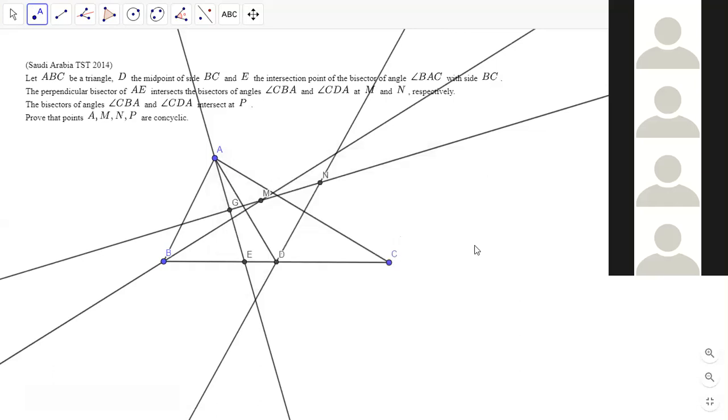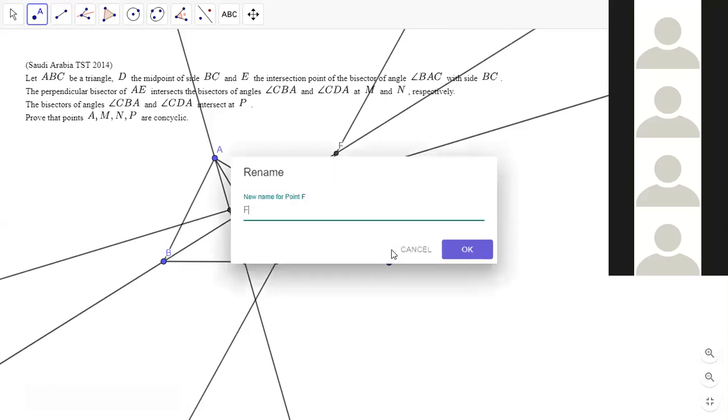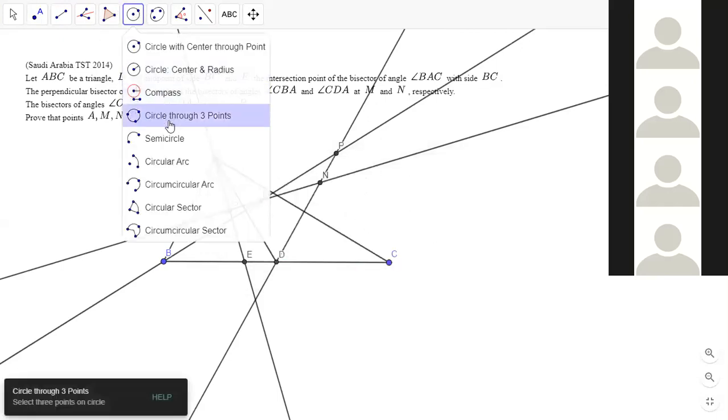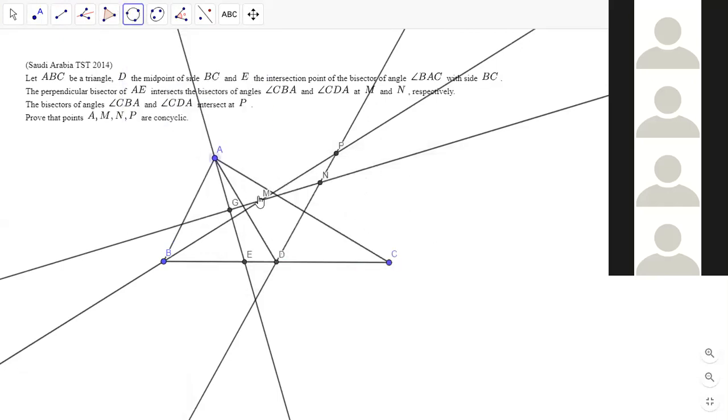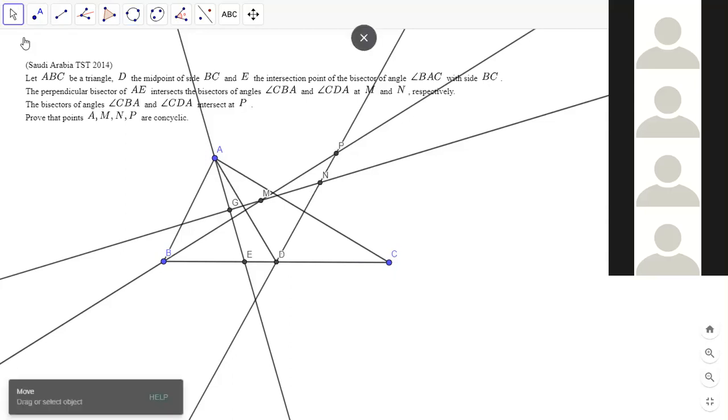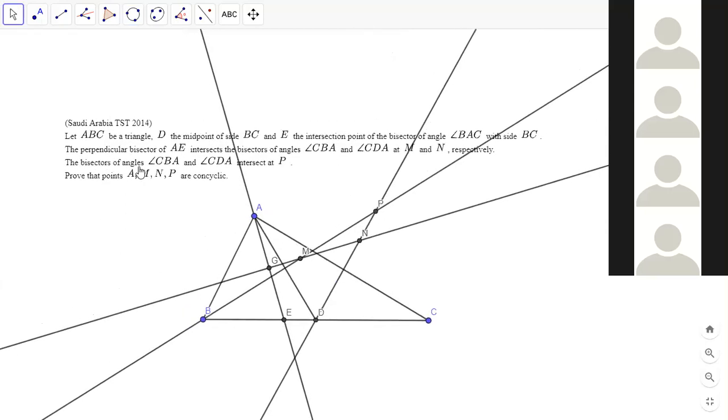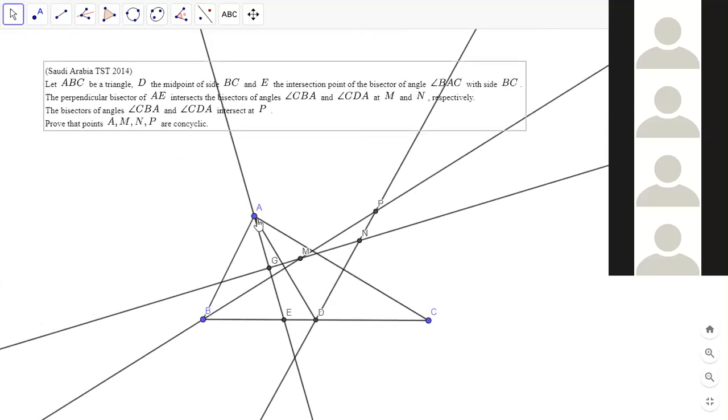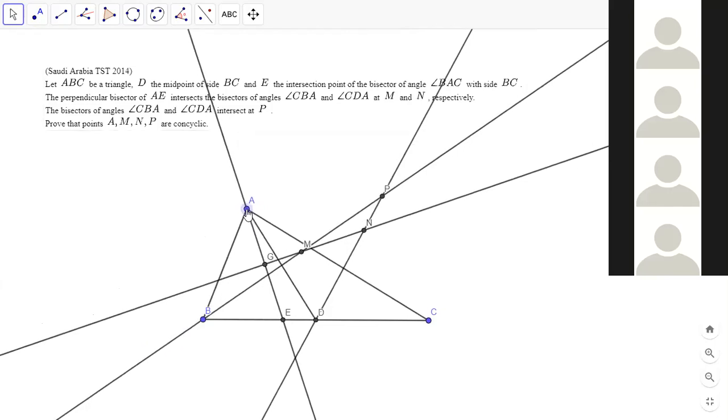And then we draw the bisectors of CBA and CDA intersect at P. Okay, so like all three intersections of those. And we want to show A, M, N, and P are cyclic. That's an interesting problem. All right, so let me make it bigger, make it look nicer. I don't think AP is parallel to BC. No.